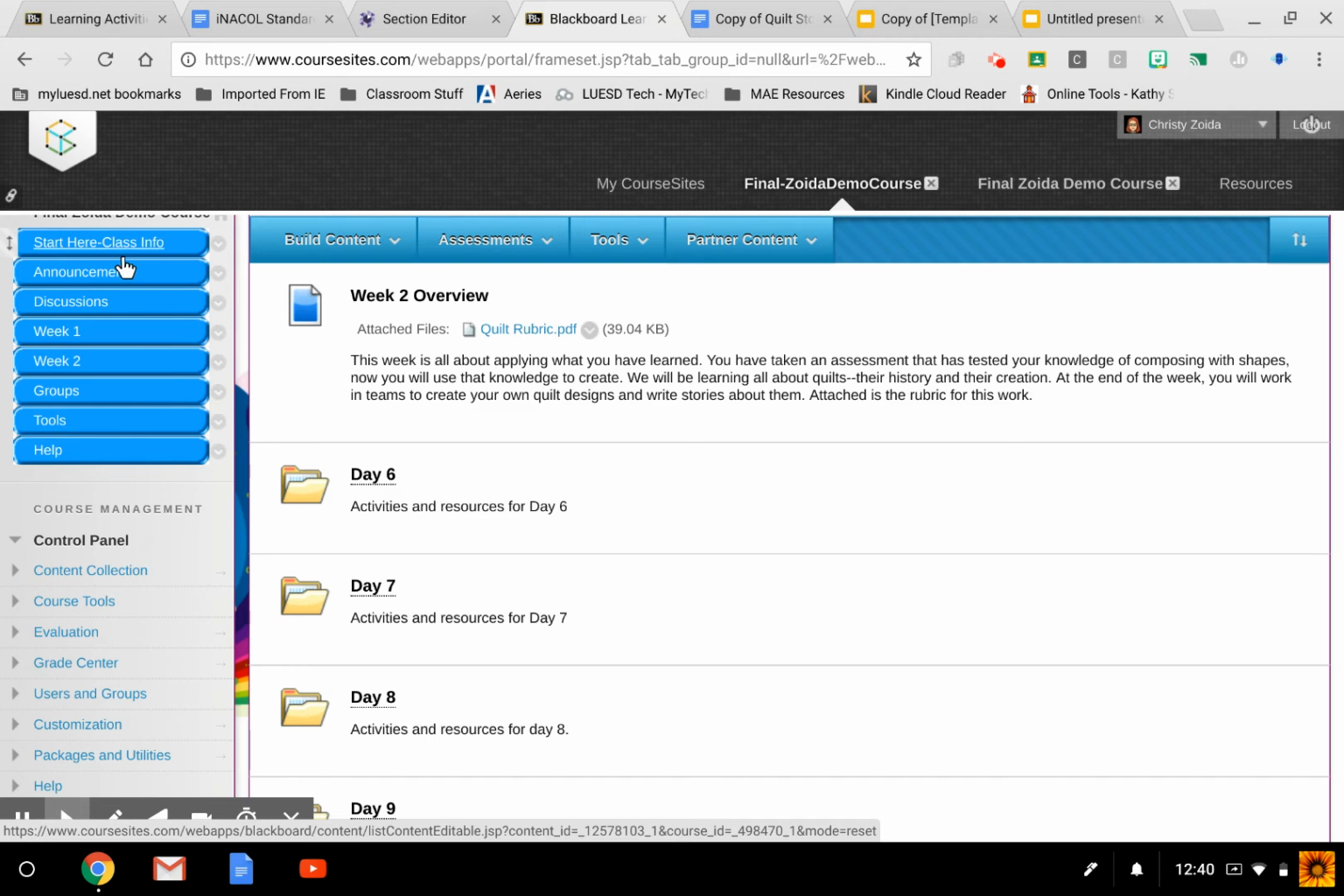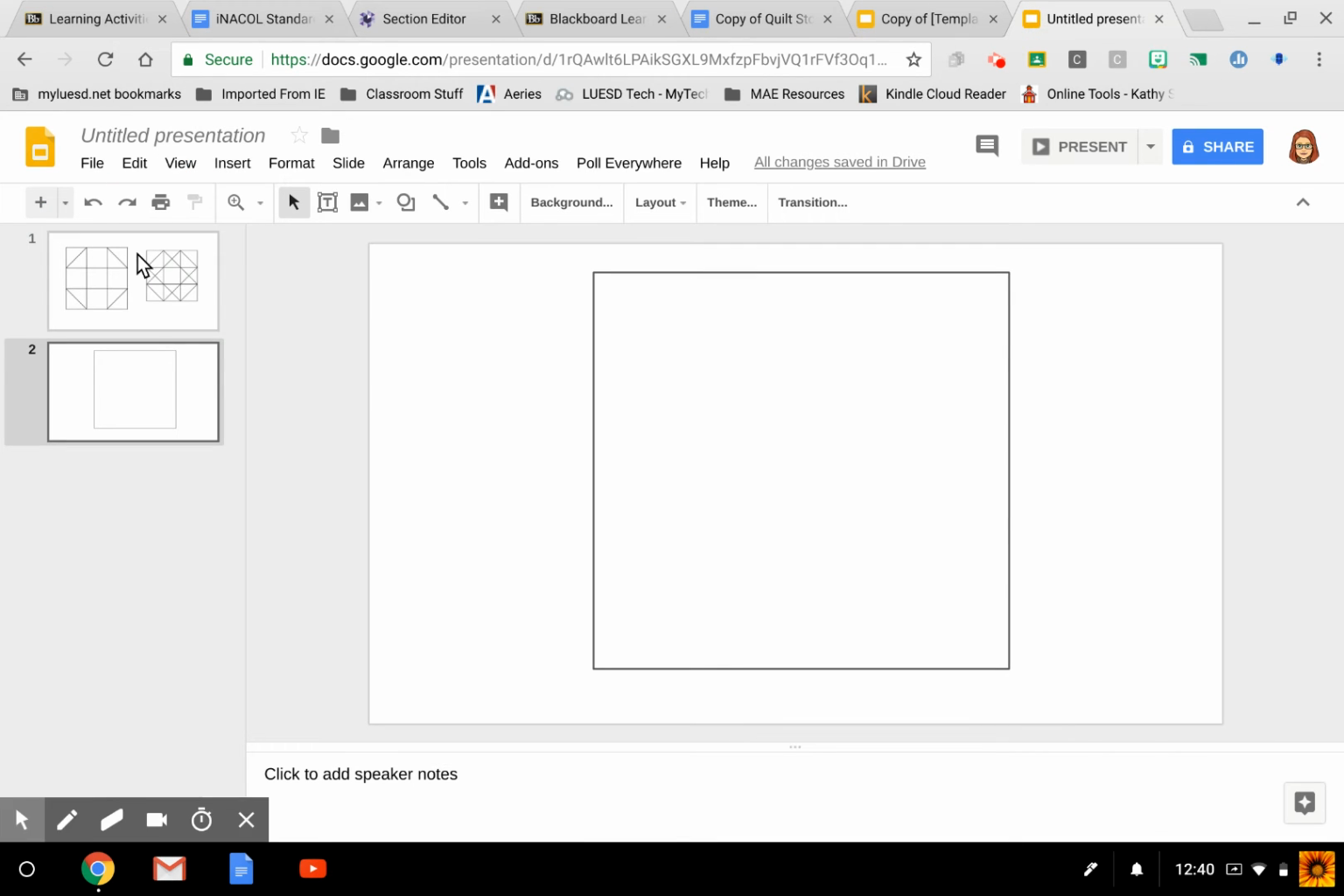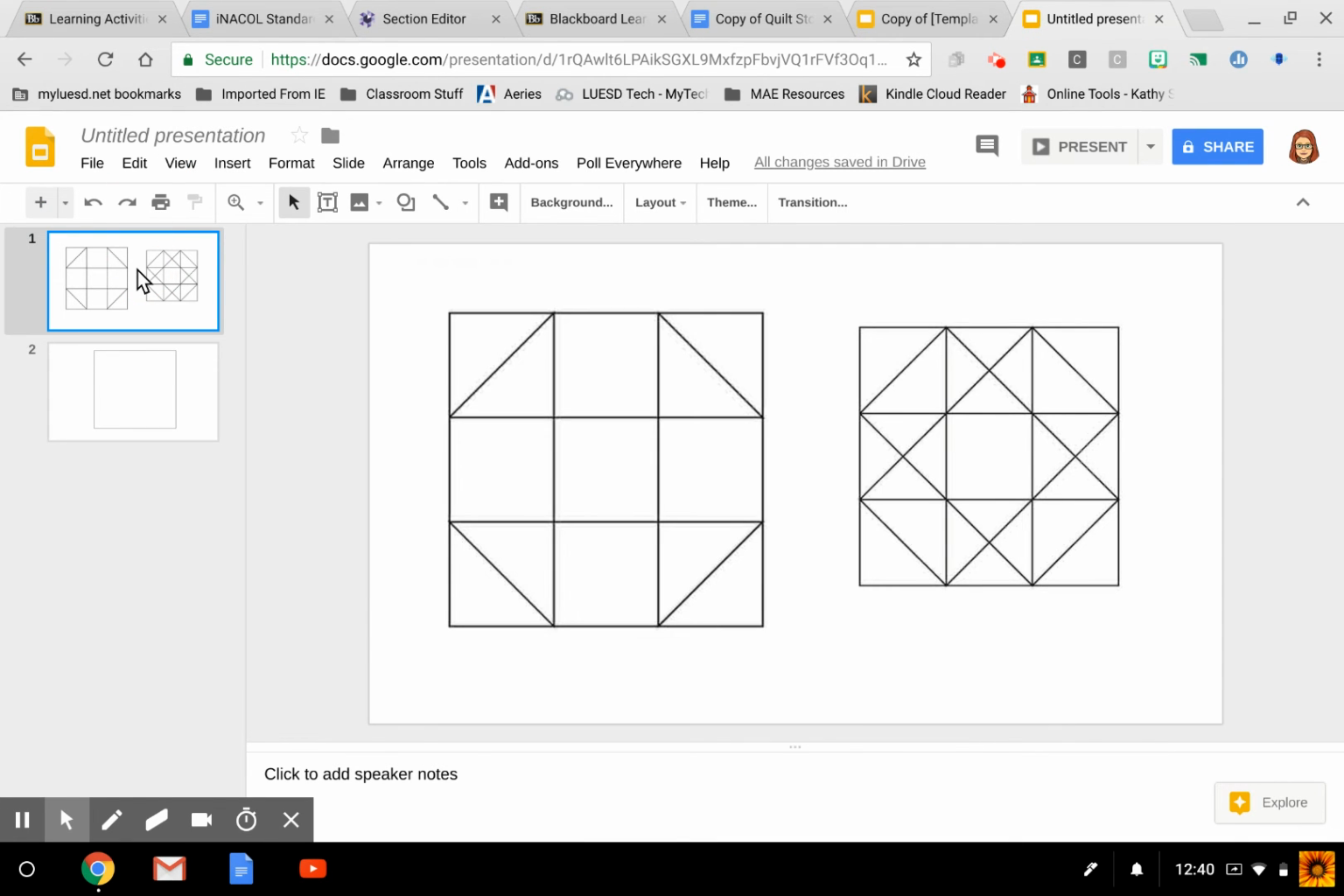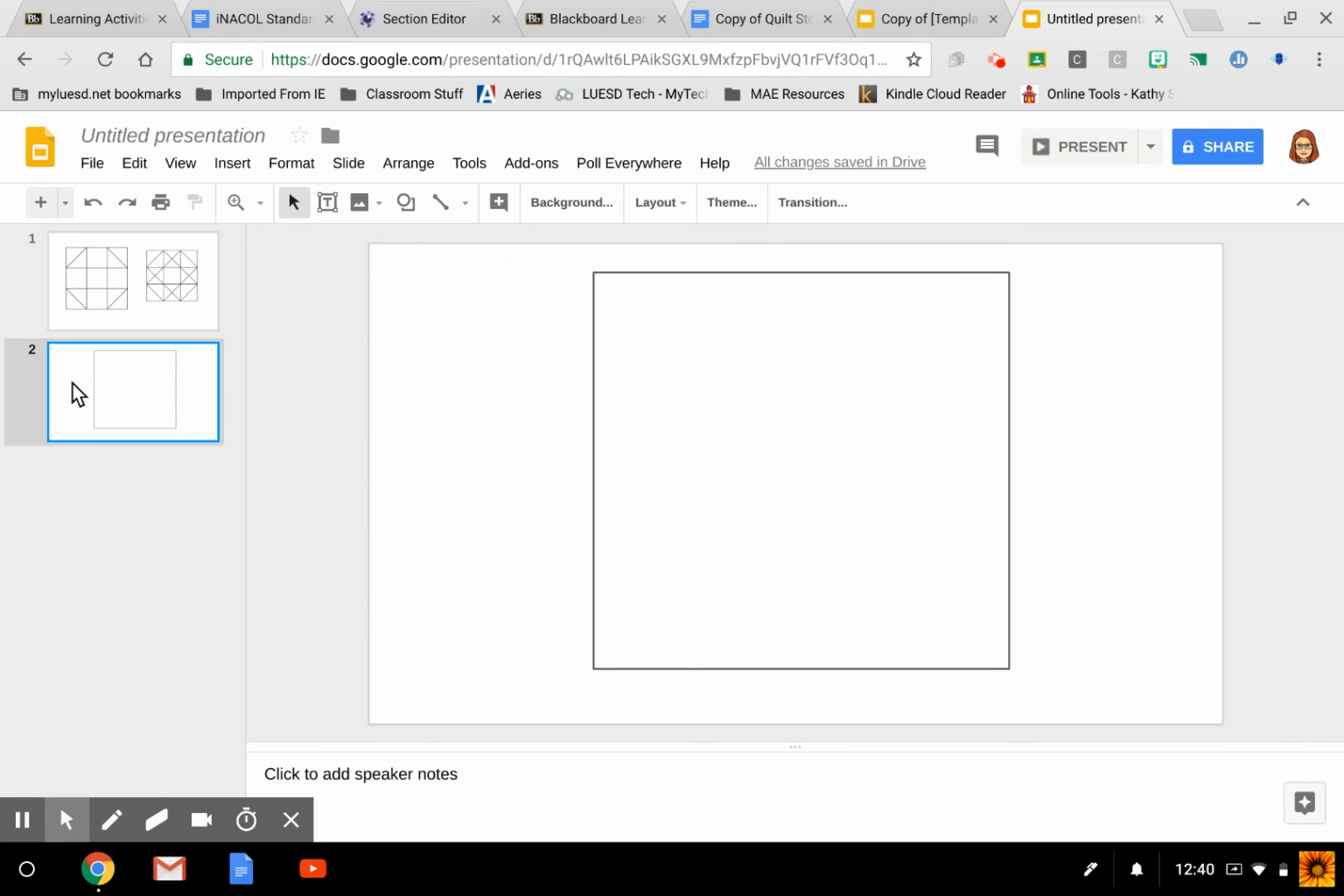Each day, the students are given small square pieces and asked to decompose them in order to create the quilt block pattern, such as these ones that you see here. Starting on day 8, students will begin to work in groups to create their own quilt design. They will be given a blank square pattern and pieces that they can decompose and fit inside the square in whatever pattern they would like.